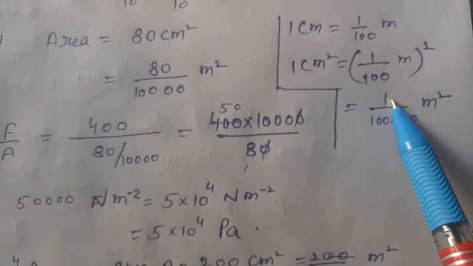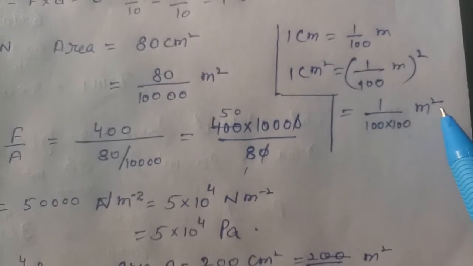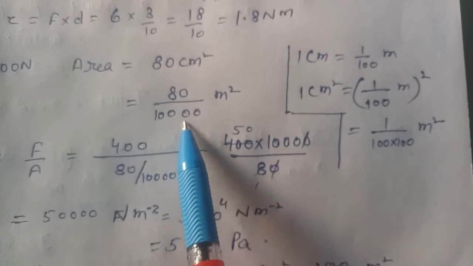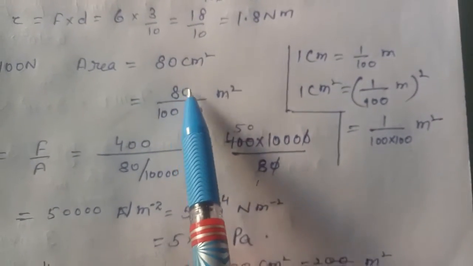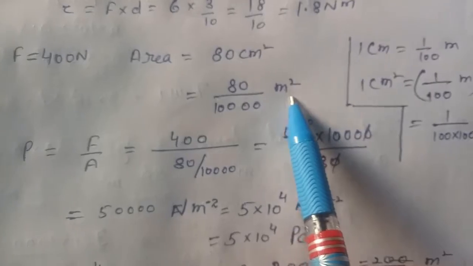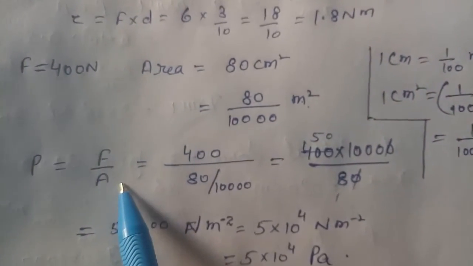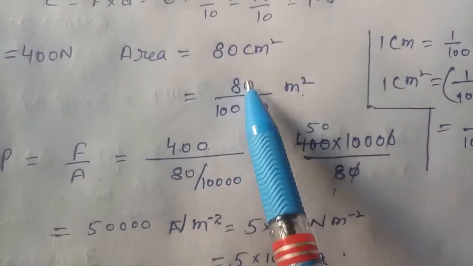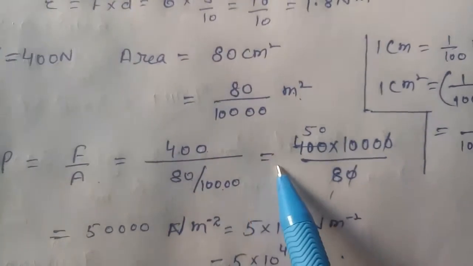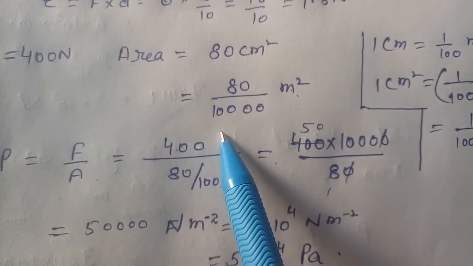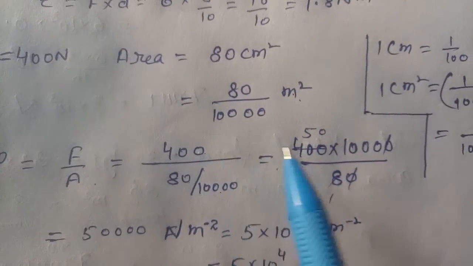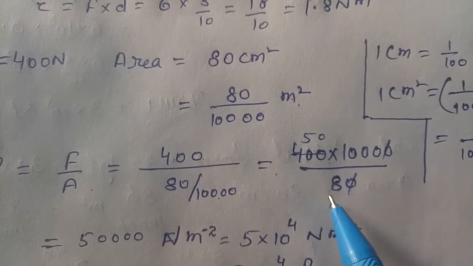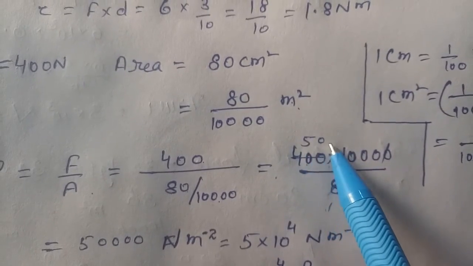Now you will get 1 over 100 multiply 100, that is 10,000 meter square. So instead of centimeter square, you will divide it with 10,000 meter square. Now it is converted into SI unit. And as we know that pressure equal to force over area. So put these values, force 400 divided by 80 over 10,000 and equal to, so it will be multiplied with the numerator. So 400 multiply 10,000 over 80, 0 cancel with the 0, 8 1s are 8, 8 5s are 40, with 0 coming along.